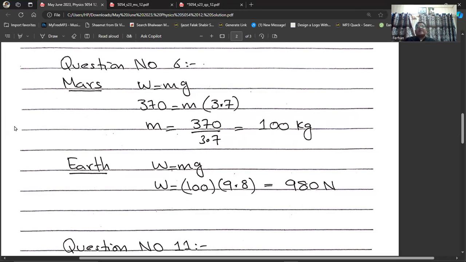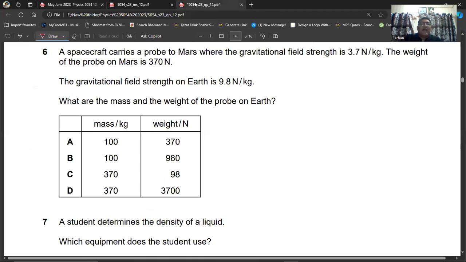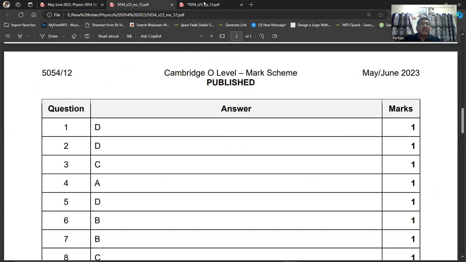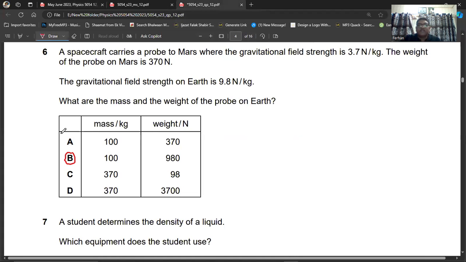So on Earth now I can calculate the weight. W equals mg. The mass is 100 kg, and the g value is 9.8 Newton per kg. When you multiply them, you get 980 Newton. So the mass will be 100 kg and the weight 980 Newton. So I think B looks the right answer. Question number 6, B is the right answer. Hopefully you understand.